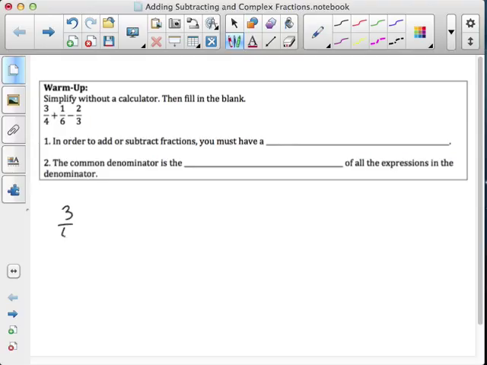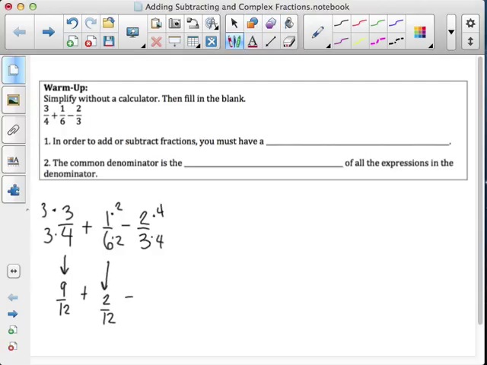Alright, so we have 3 over 4 plus 1 over 6 minus 2 over 3. Now I want to know what's the least common multiple between 4, 6, and 3. Well, that would be 12. So that I know that I have to multiply this fraction by 3 in the numerator and the denominator. This fraction I have to multiply by 2, and this I have to multiply by 4 in the numerator and denominator. So here we have 9 over 12 plus 2 over 12 minus 8 over 12.